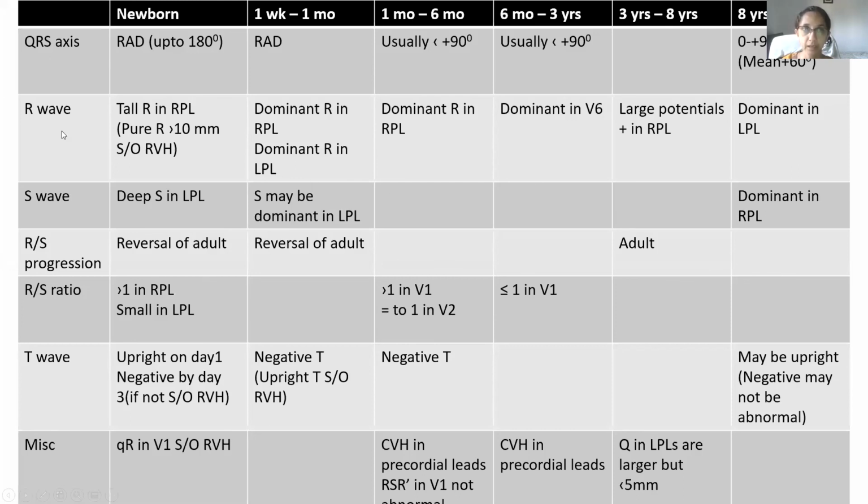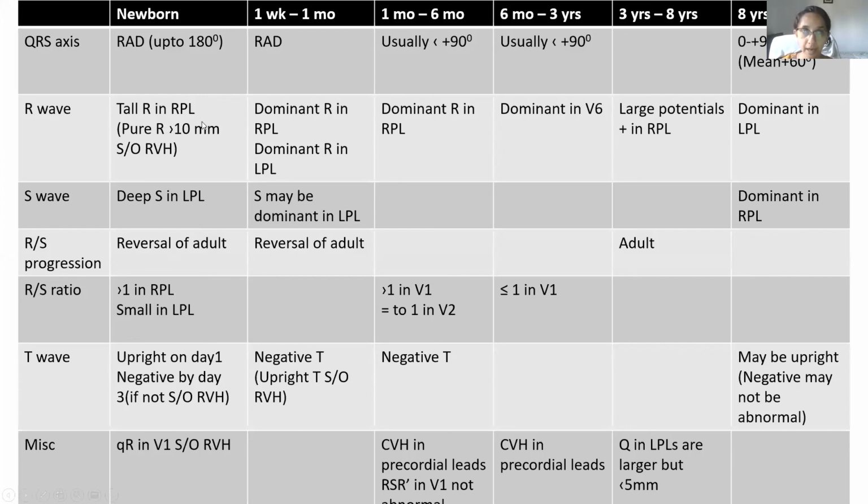R wave. We know that there is a positive deflection in V1. That means you have a tall R in right precordial leads, which is normal. However, how do I understand what is right ventricular hypertrophy in a newborn then? If I have R waves which are more than 10 millimeters in a newborn, or I have a QR pattern in V1, then it indicates RVH even on day 1. So this is important. If I have R waves which are more than 10 millimeters in isolation, or I have a small Q and a dominant R, then it is RVH for a newborn.